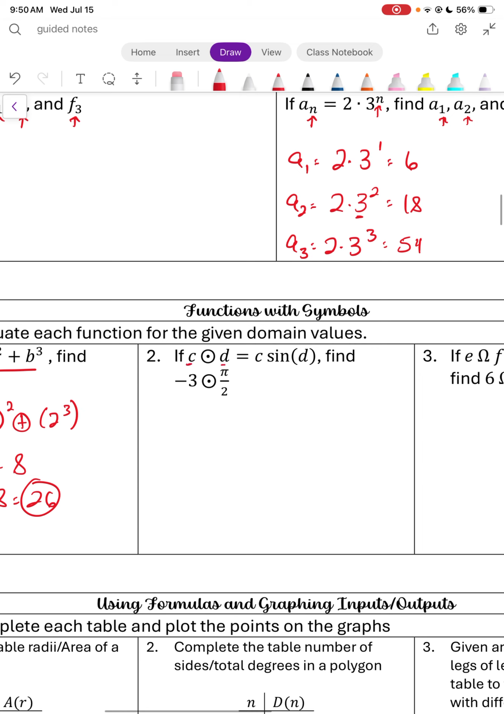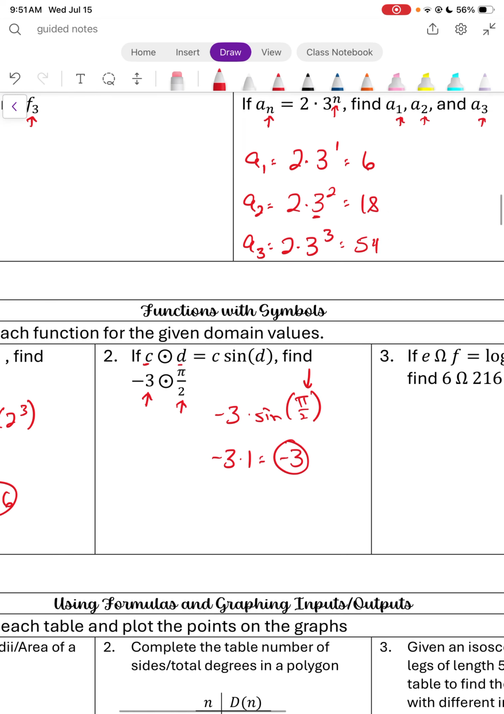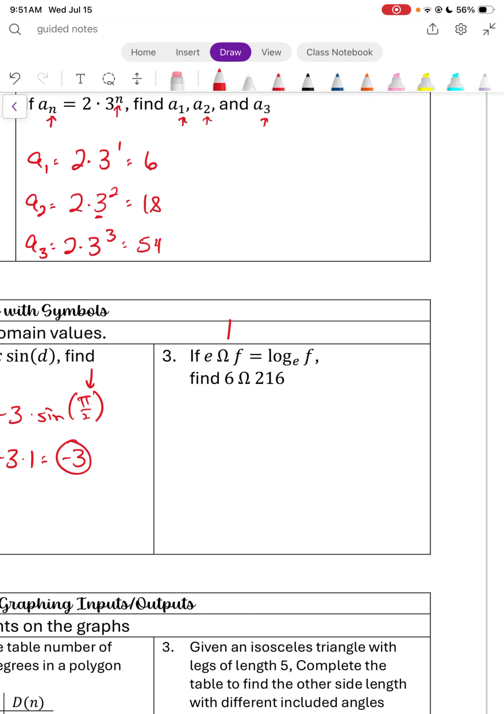C, and that symbol there is actually called a circumpunct, but we'll just call it a circle. C circle D. So it's asking us to find -3 circle pi over 2, which means everywhere we have a C, plug in -3. Everywhere we have a D, plug in a pi over 2. So you have -3 times the sine of pi over 2. The sine of pi over 2, we can change that to 180 divided by 2, which is 90. The sine of 90 is 1, so that's going to be -3 times 1. Final answer, -3.